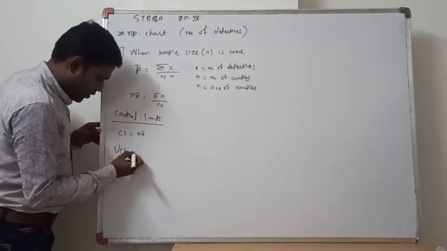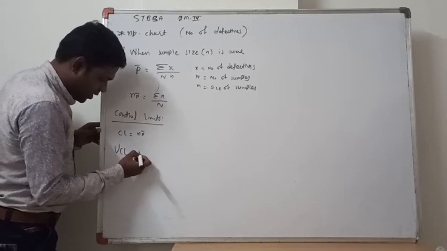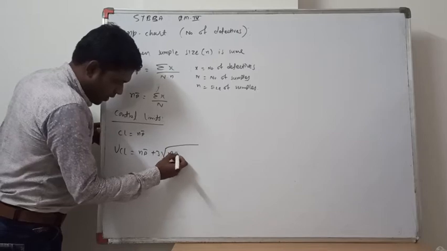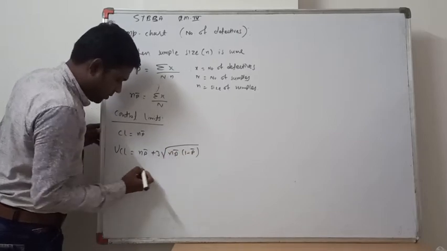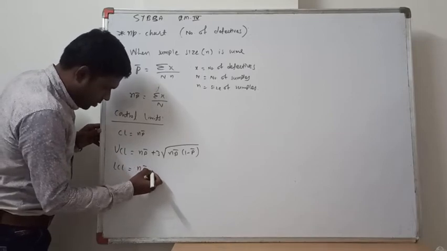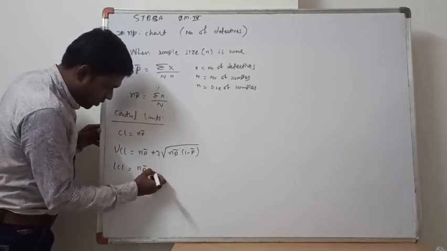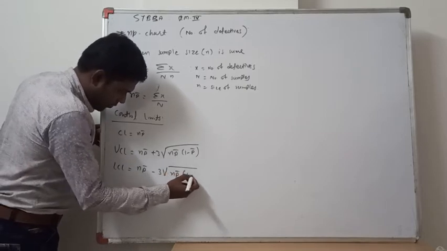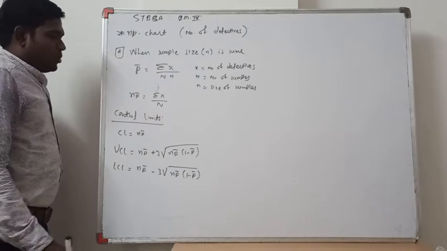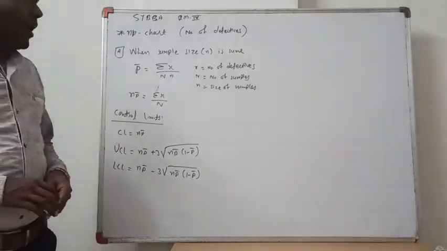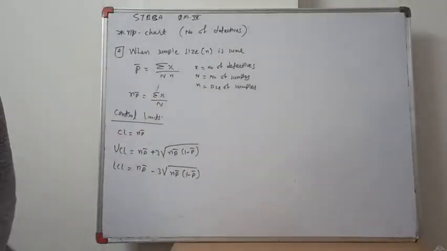Next we have to find the upper control limit, that is UCL, n into P bar plus 3 square root of n into P bar into 1 minus P bar. Then we have to find the lower control limit. The change is that in place of plus we have to put minus: n P bar minus 3 square root of n P bar into 1 minus P bar. So using these control limits we draw the chart. Let me take one example for this NP chart.